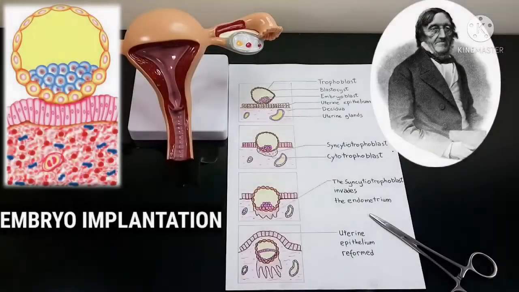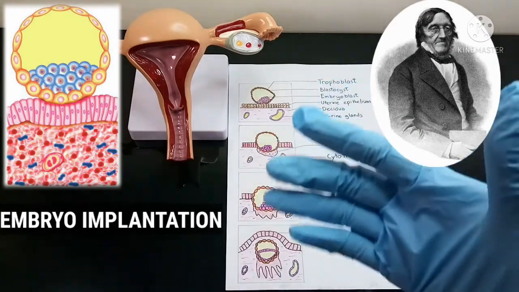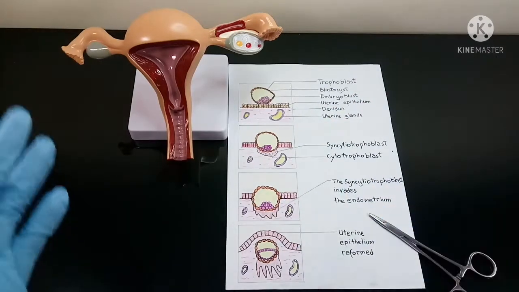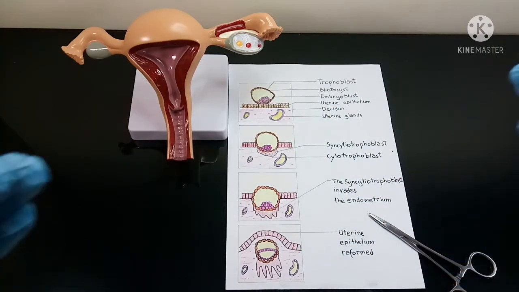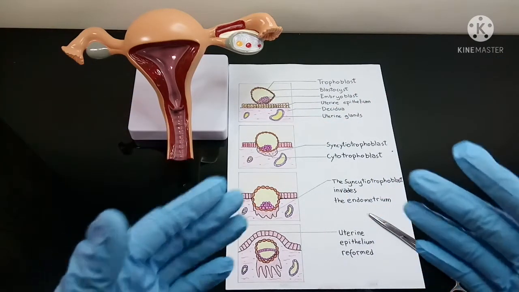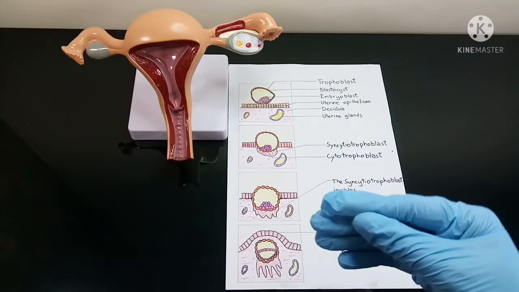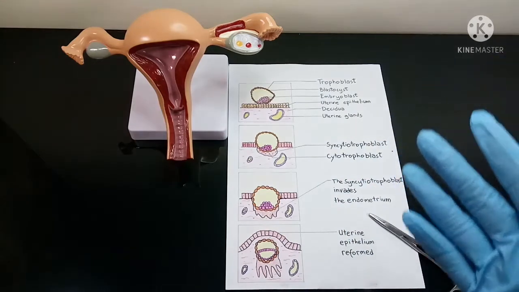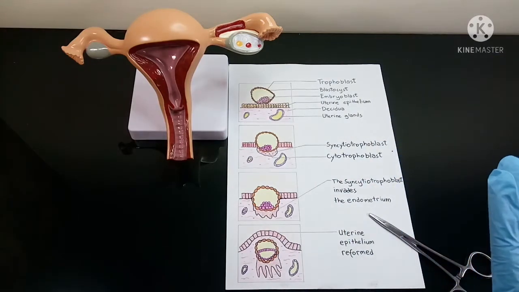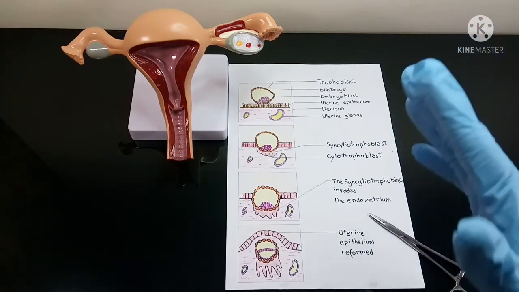The first human embryo was discovered by Carl Ernst von Baer. An embryo is the early stage of development of a multicellular organism that begins just after fertilization and continues through the formation of body structures such as tissue and organs.